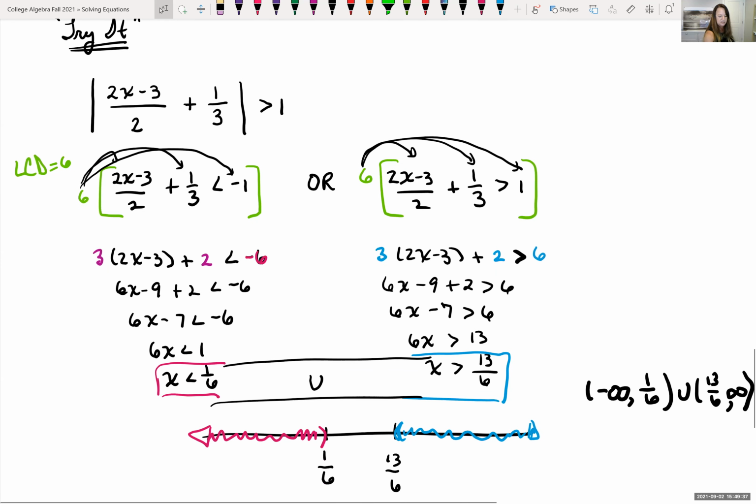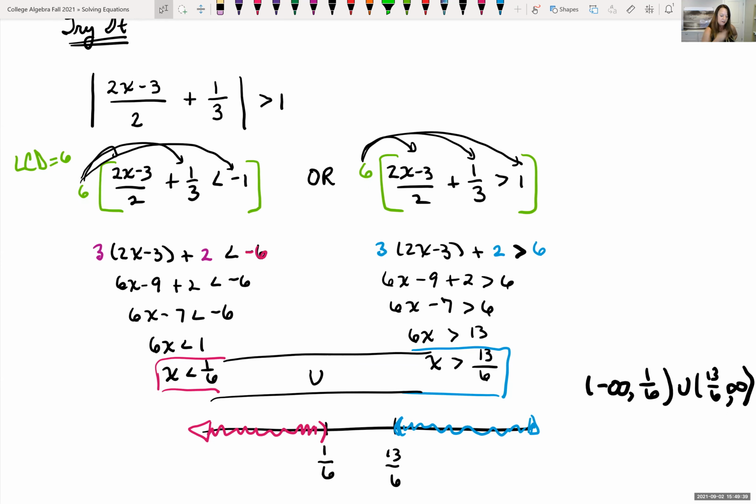And so I wrote it with graphing our solution set and putting it in interval notation. So -infinity up to 1/6, parentheses, that's all shaded. And 13/6 shading to the right of that to infinity.